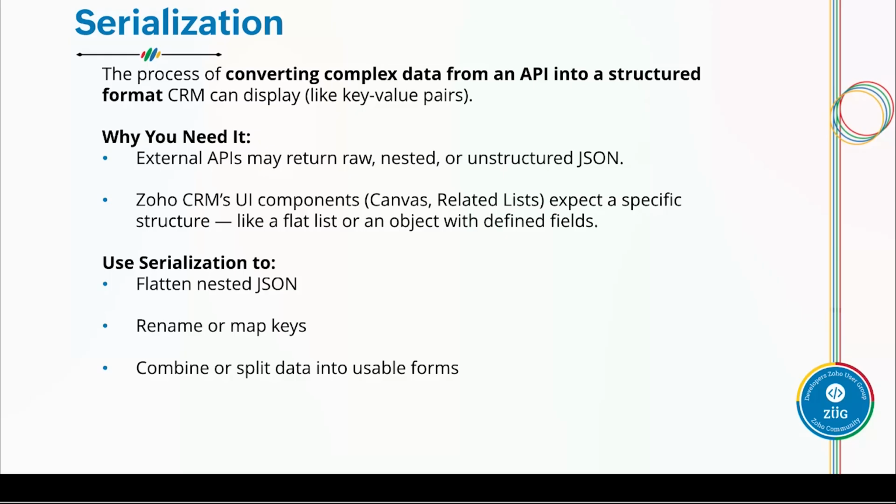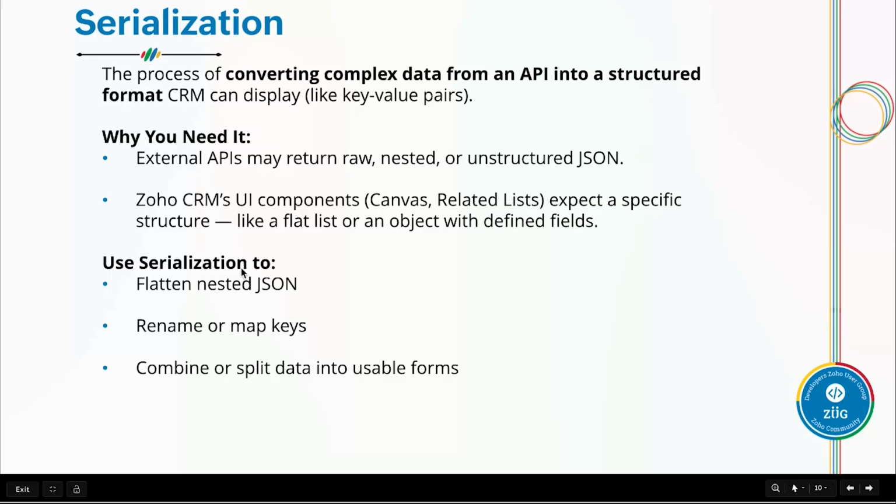Why do you need serialization? Like I said, external APIs may return raw, nested, or unstructured JSON, which CRM may not be able to understand. So you have to serialize the response in a way that CRM can accept and process. CRM UI components like Canvas related lists expect a specific structure, like a flat list or an object with defined labels. In that case, you can use serialization to mold the response of the query to fit into CRM's context.